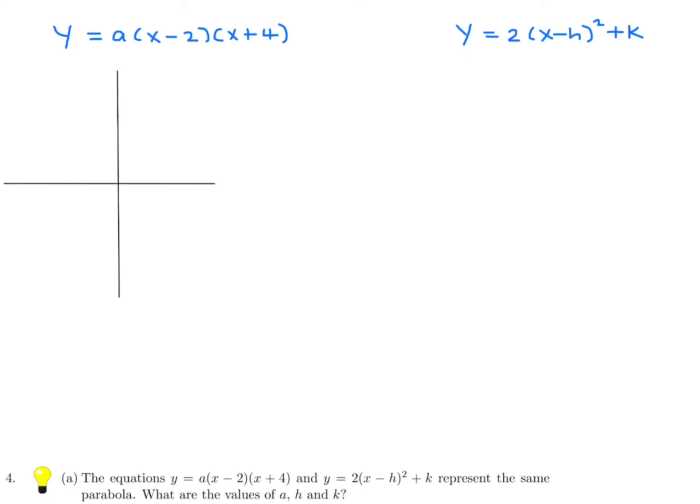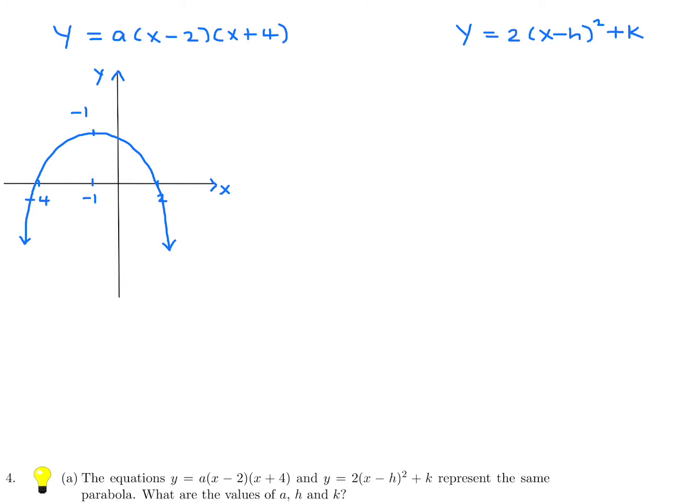Let's draw a very rough sketch using this. This is the x-axis, obviously, and that is the y-axis. So when x is 2 and when x is minus 4, those are the roots, right? I have no idea if it opens up or down, but let's just say it opens down like that. So that's a parabola, and the vertex will be the point in the middle. So 2 and minus 4, that's a distance of 6. So in the middle is going to be 3, so 3 is going to put me at minus 1. So this vertex is at x equals minus 1.